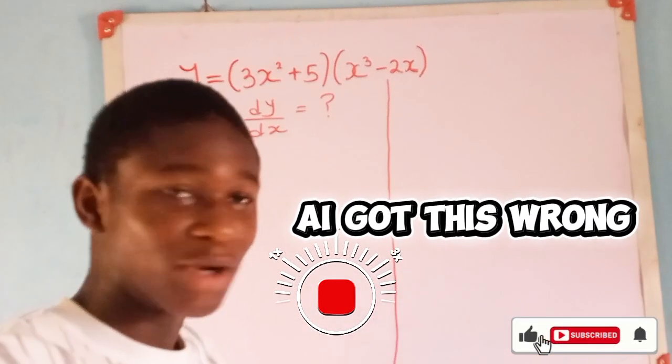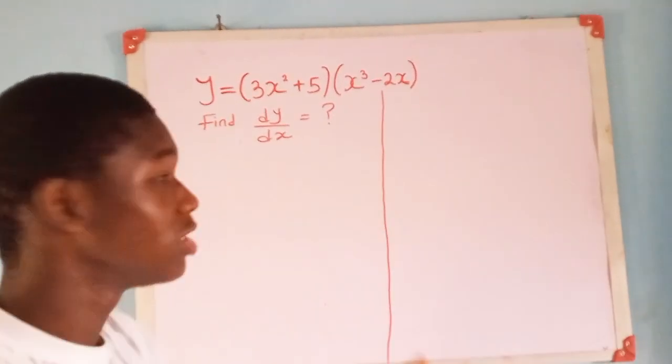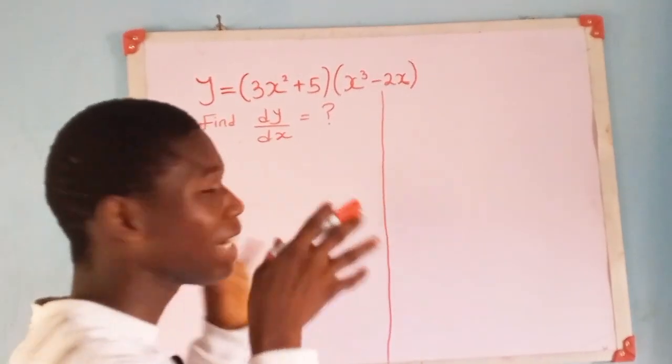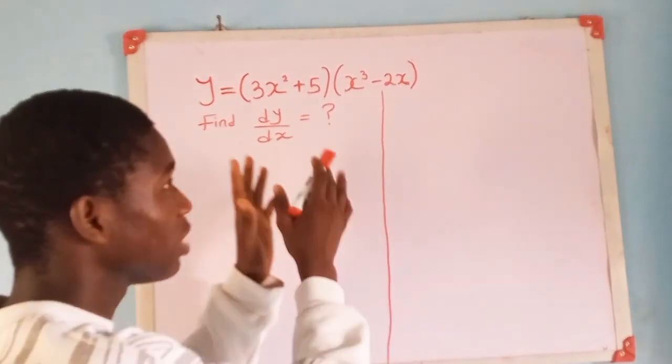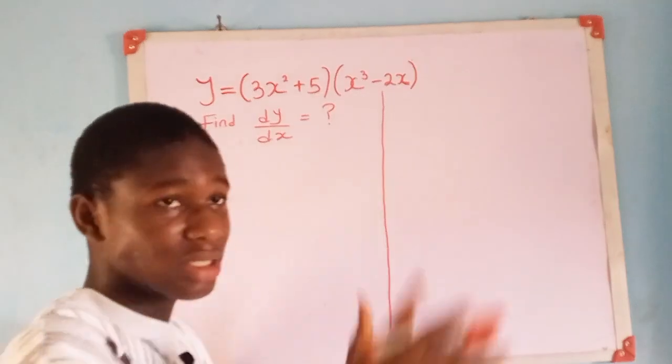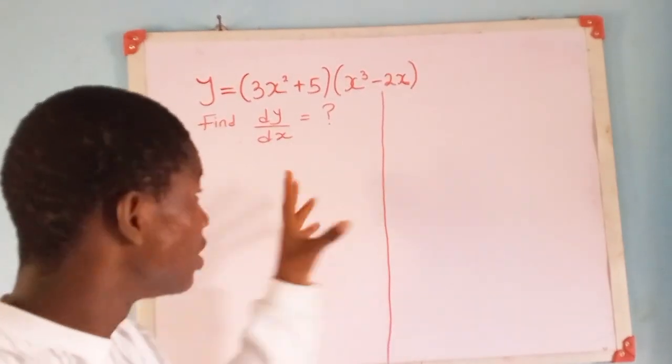You know that even your AI couldn't get this question correctly. The question says y is equal to, in a bracket, 3x squared plus 5, then close the bracket, then we have another bracket, x raised to the power of 3 minus 2x. Now, even your AI could not get this question.